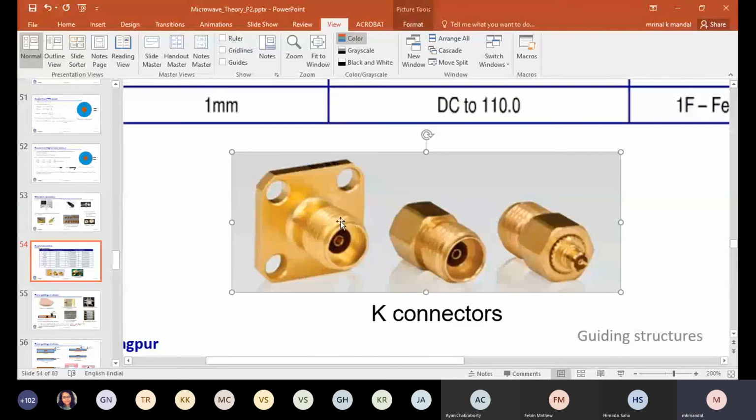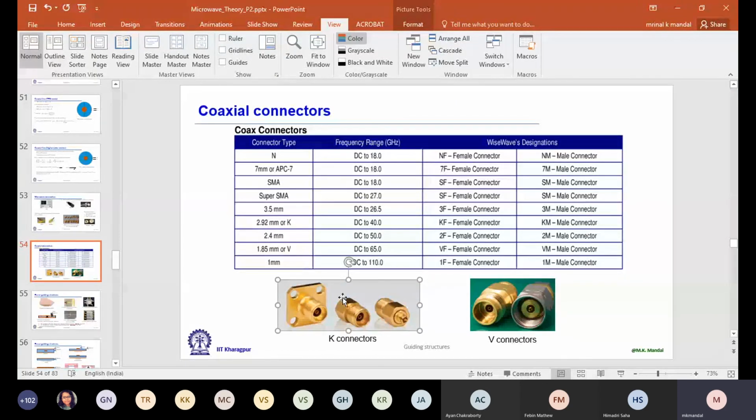Now, when you are using these air dielectric connectors in particular, they are very expensive and very easy to destroy, because if the inner conductor is somehow displaced, then the connector is gone. Its characteristics are lost. One K connector typically costs 4,000 to 10,000 rupees. We also have V connectors which work till 65 gigahertz. You will be surprised to know, per connector cost is $1,000, almost 80,000 rupees per connector.